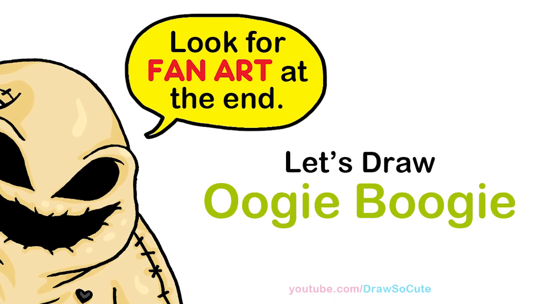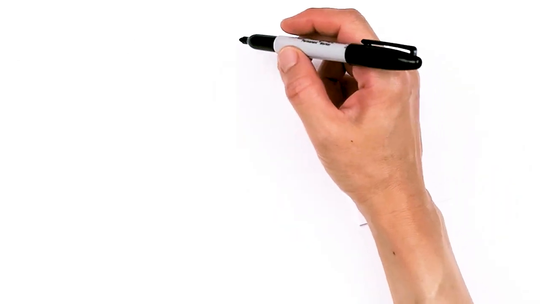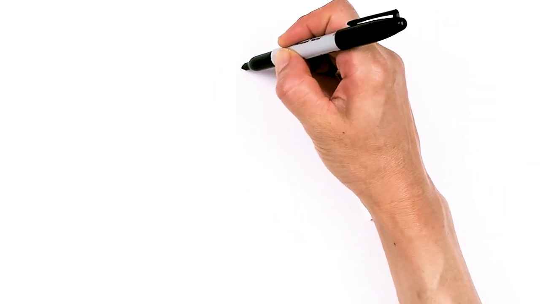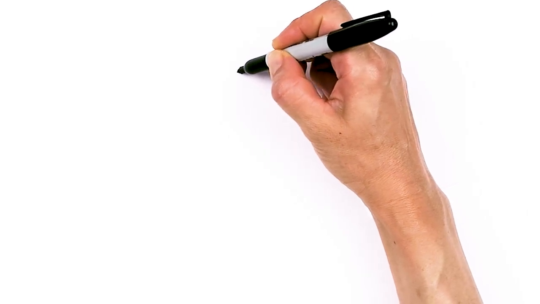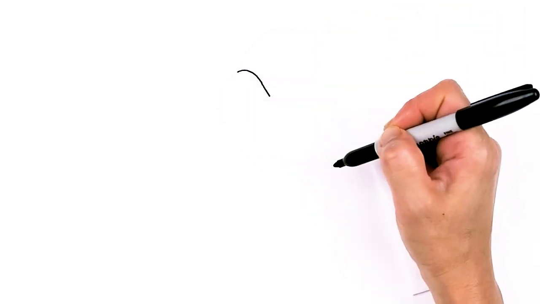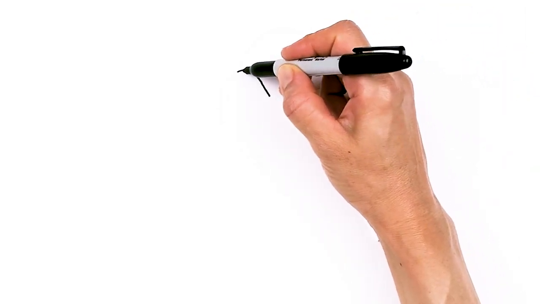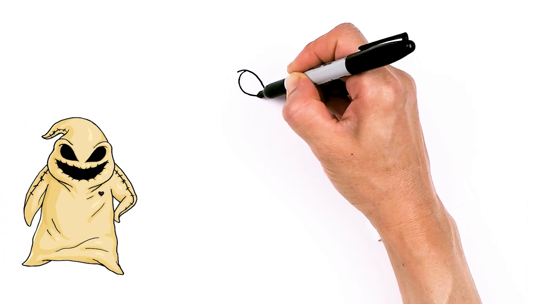Today we're going to draw Oogie Boogie, so let's get started. To draw this very cool character, let's start by drawing his eyes. So I'm going to come right here and draw a curve that slants down. So come right here, go up and then come down. Very steep angle. Then from there we're going to come in this area right here and round it off and connect.